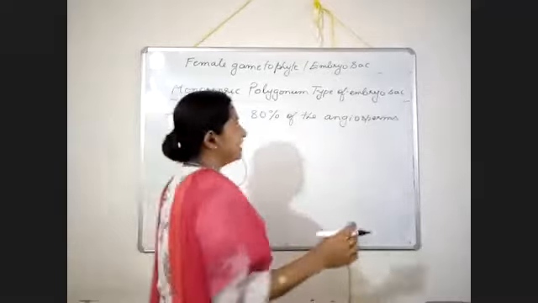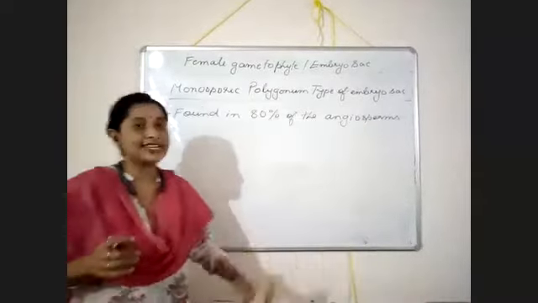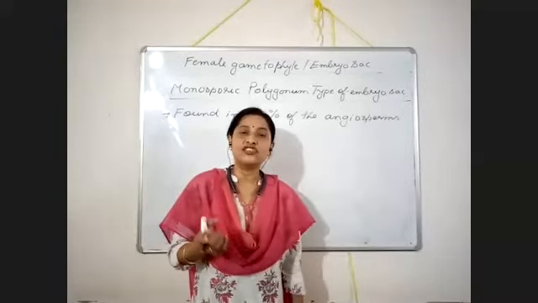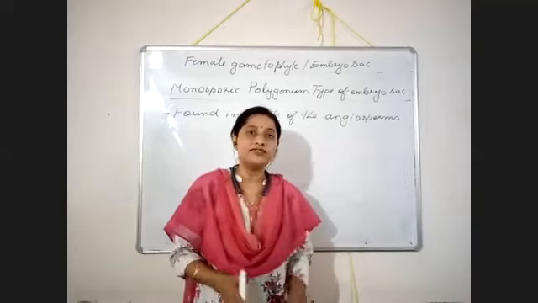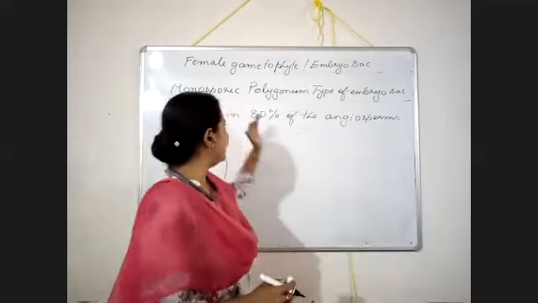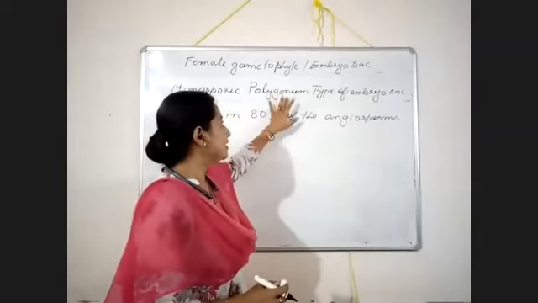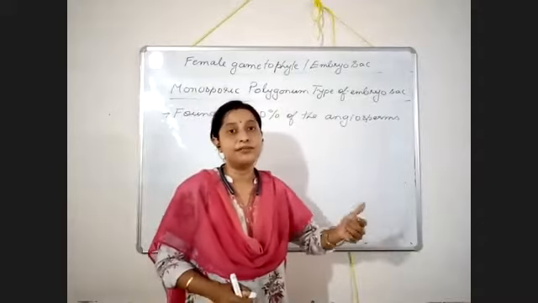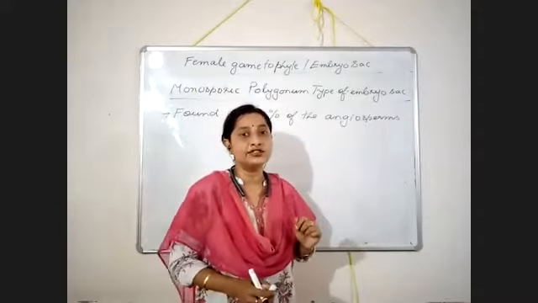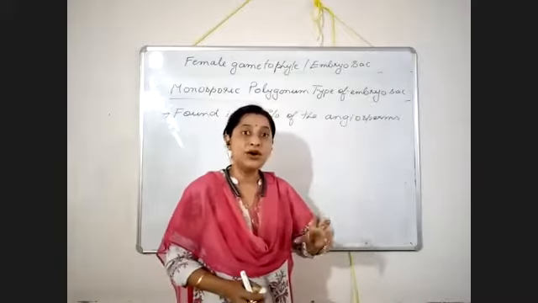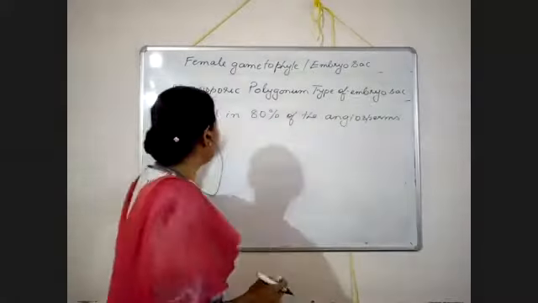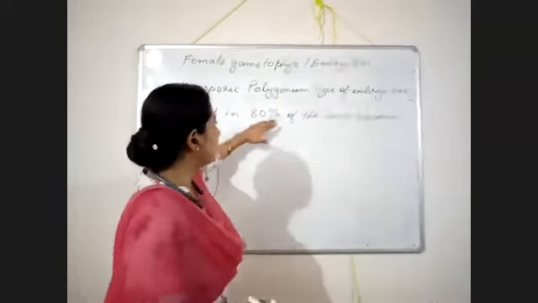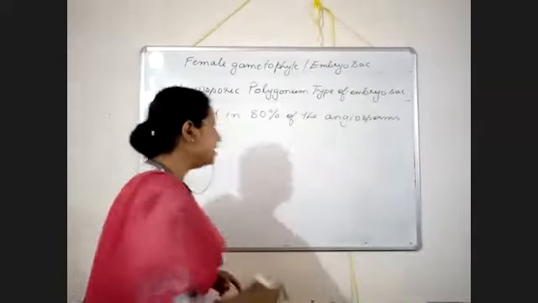Now, what is the reason that we are studying in detail only this type? In megasporogenesis we generally say that three of them degenerate and one remains functional. That condition is seen in the case of Polygonum, and Polygonum is an example of an angiosperm. This type of embryo sac, the Polygonum type, is very common in angiosperms. It is found in almost around 80% of the angiosperms.